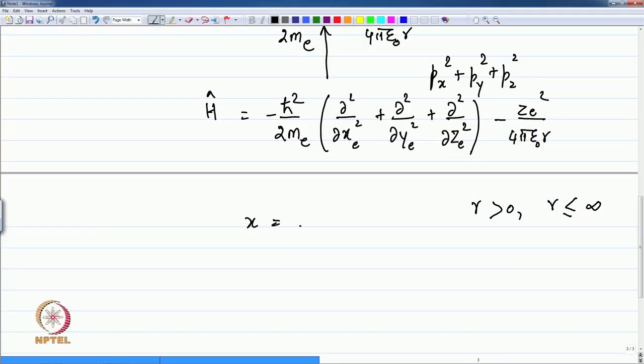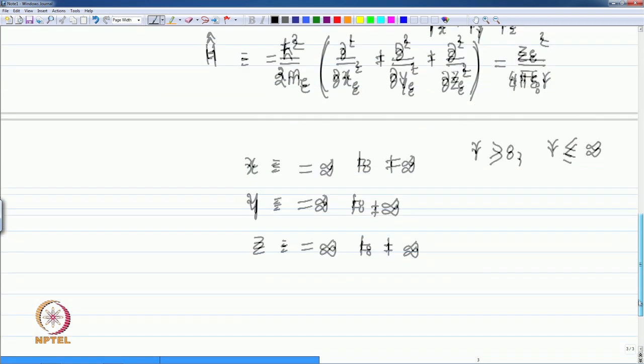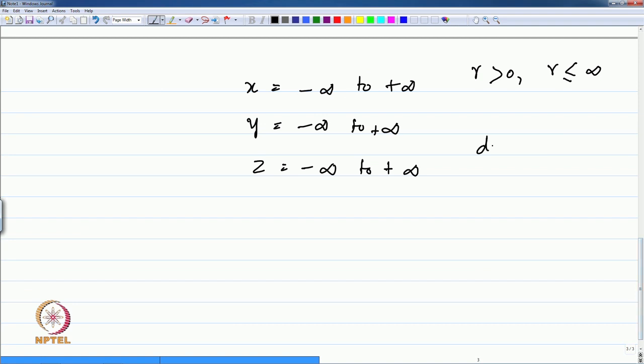So the boundaries are explicitly x is from minus infinity to plus infinity, y is from minus infinity to plus infinity, and also z is from minus infinity to plus infinity. So this is the three-dimensional region and the volume element that we talk about for the particle.